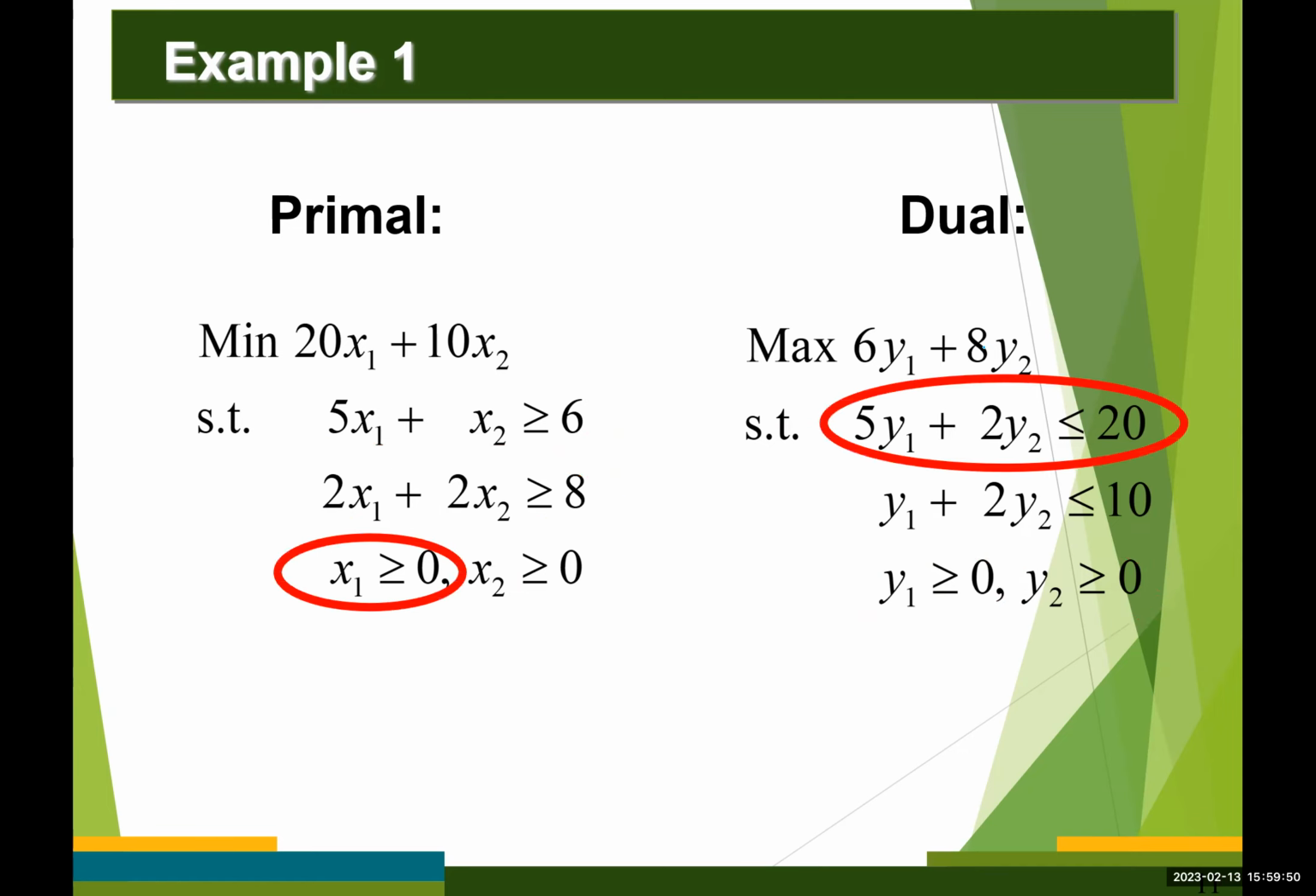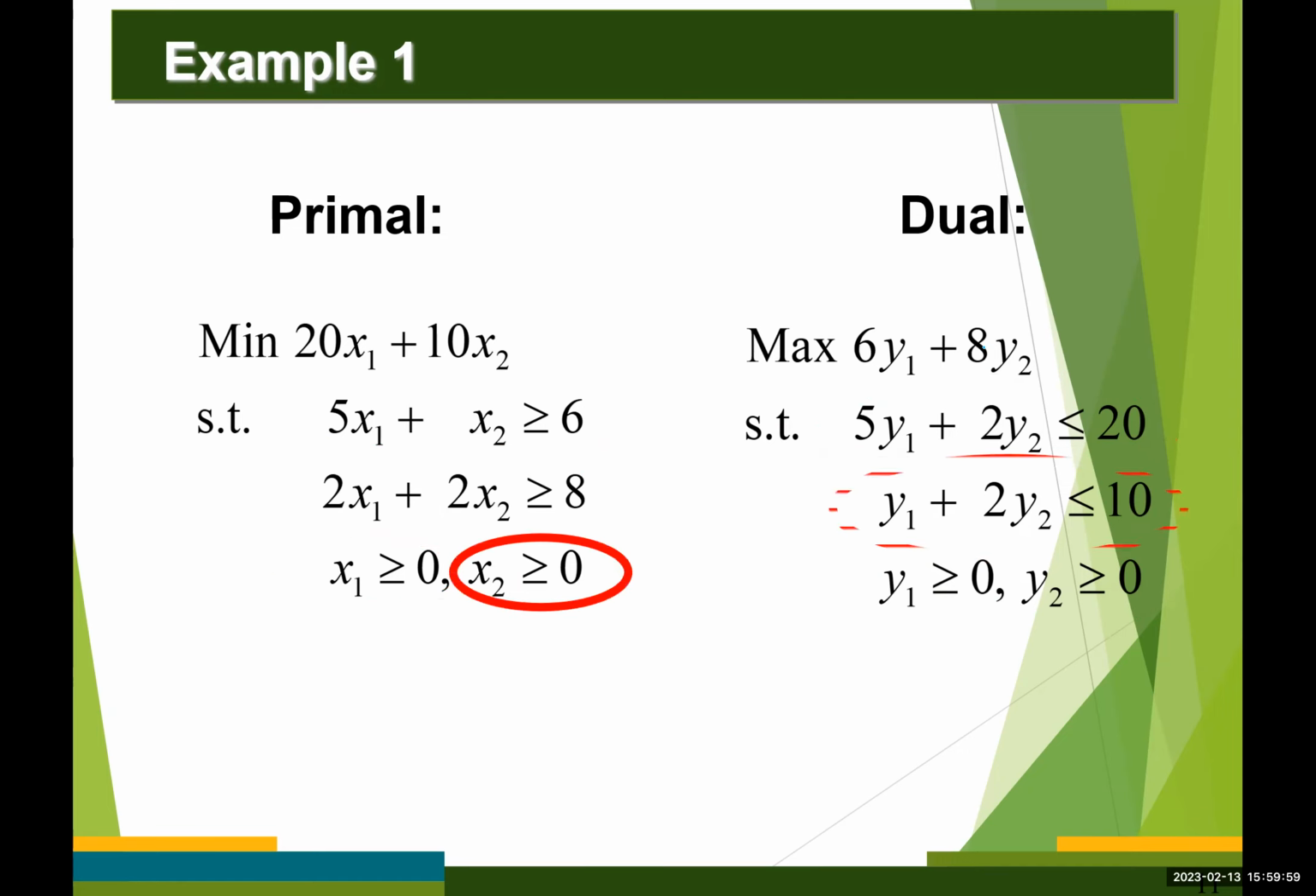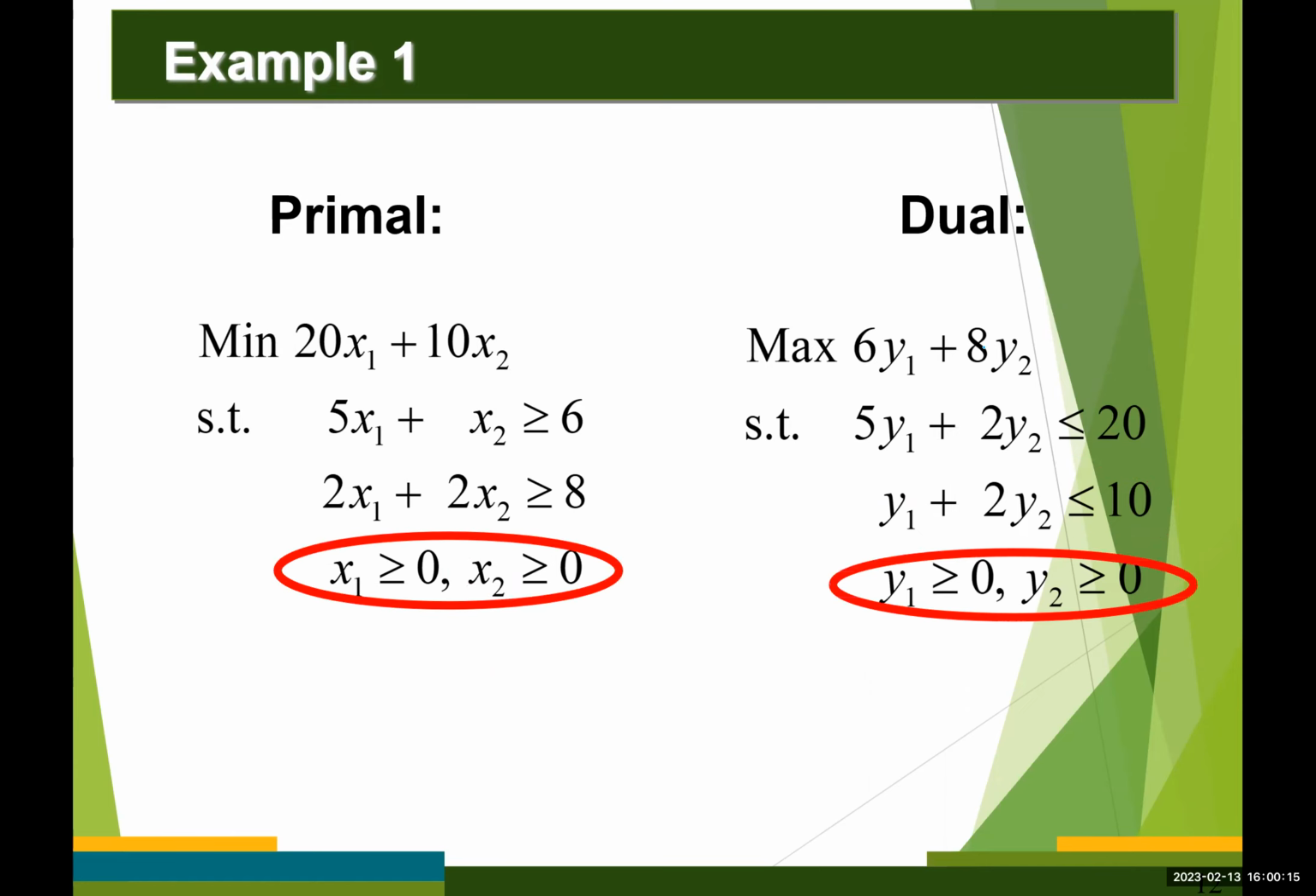Likewise, to every variable in the primal problem, there corresponds a constraint in the dual problem, okay? That is, if you have two decision variables in the primal problem, then there should be two constraints in the dual problem. And of course, both primal and dual problems include sign restrictions of the decision variables.